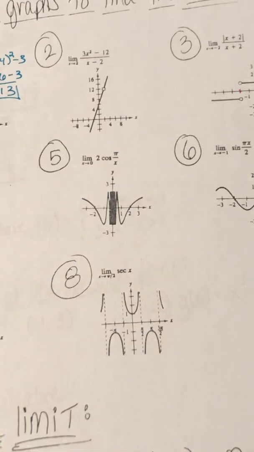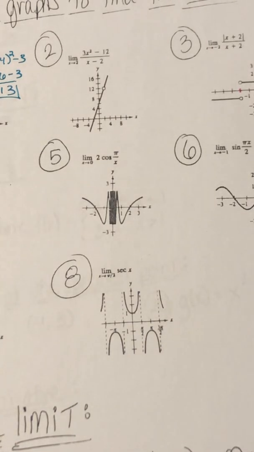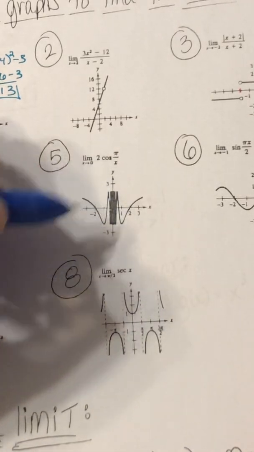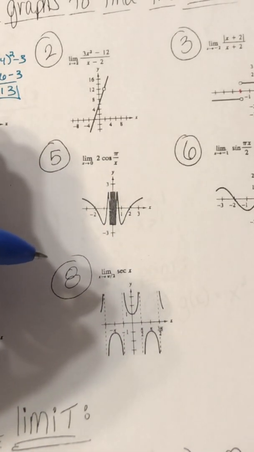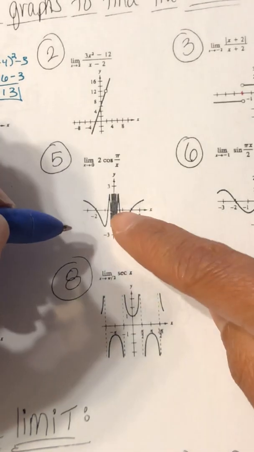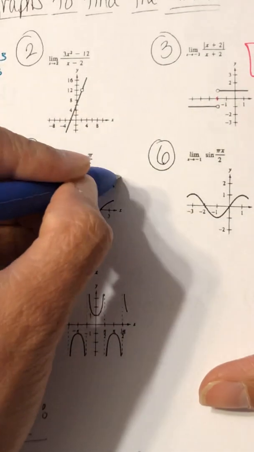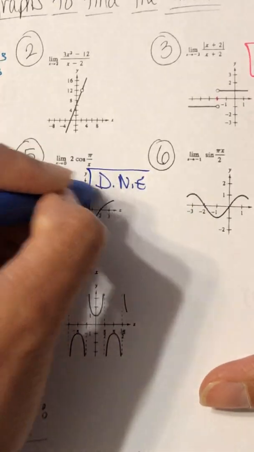Okay. Next odd one, another really easy one. As soon as you see it, you should know what the answer is because you see this oscillating up and down, up and down, up and down. It's bouncing. So automatically when you have something oscillating like that and it's approaching 0, DNE, the limit does not exist.